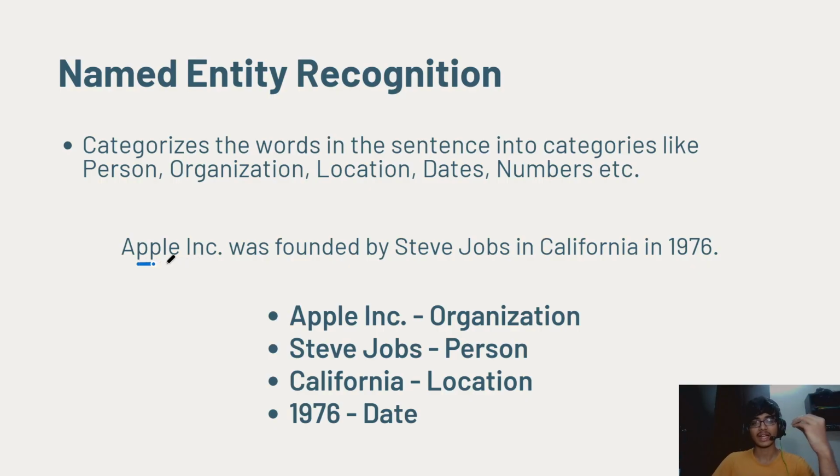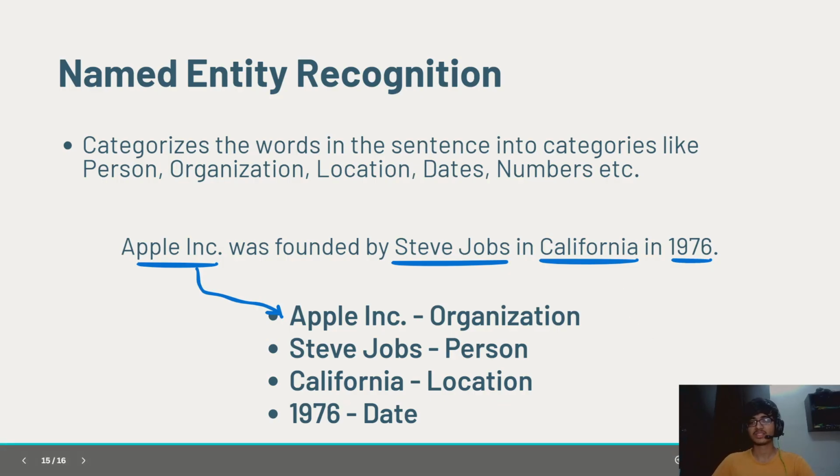So, what am I talking about? Apple Incorporated, is it a fruit? No, it's an organization. It should be able to tell that Apple Inc. is an organization, that Steve Jobs is a person, California is the name of a location, and 1976 is a date. All this is made possible by finite automatas, and it helps in natural language processing and helps search engines deliver better results for the queries of the user.